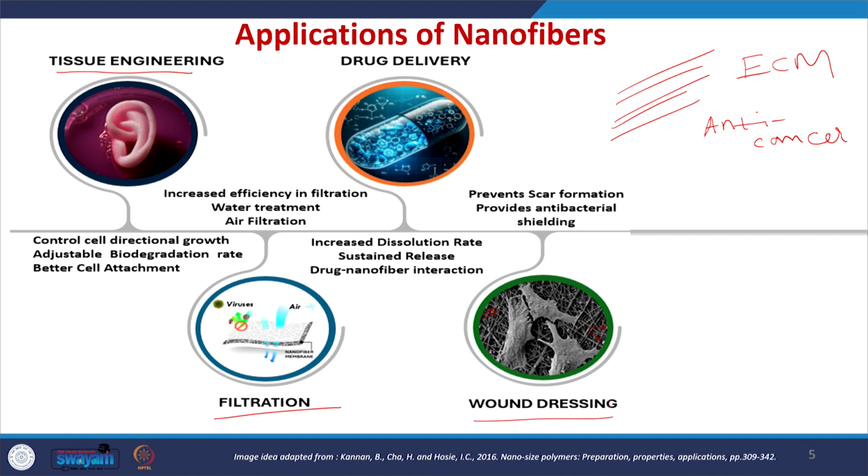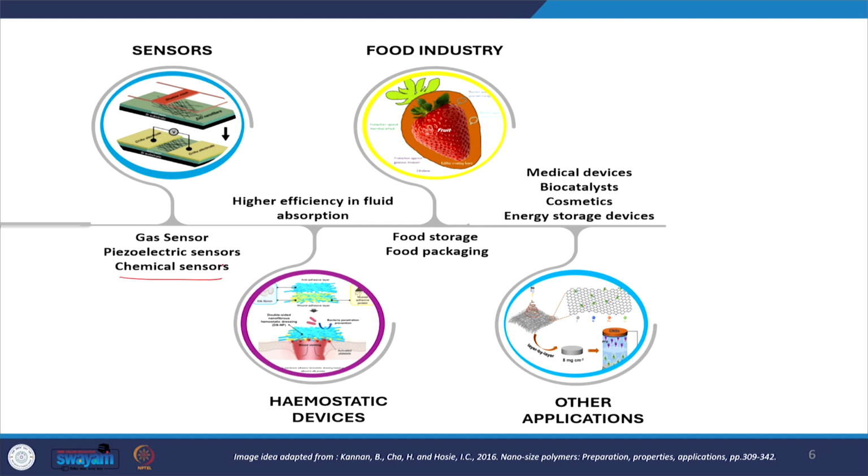We can also use it for wound dressing application. When you are using a biopolymer like silk, it can be useful for wound dressing application. It can prevent the scar formation and also it provides antibacterial shielding. Nanofibers can also be useful for sensing application. It can be useful for chemical sensor or gas sensor, and due to its higher efficiency in fluid absorption, it can be useful for hemostatic devices.